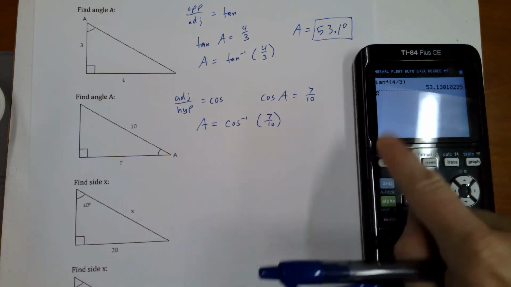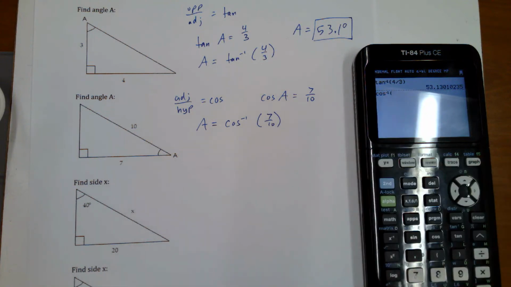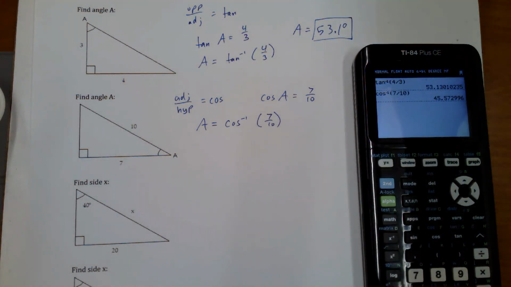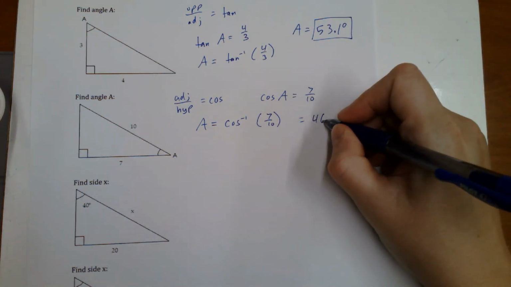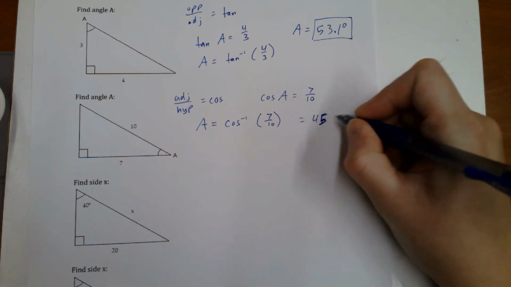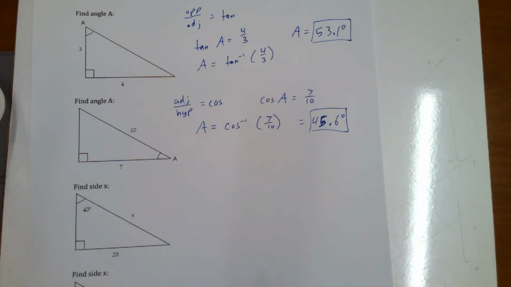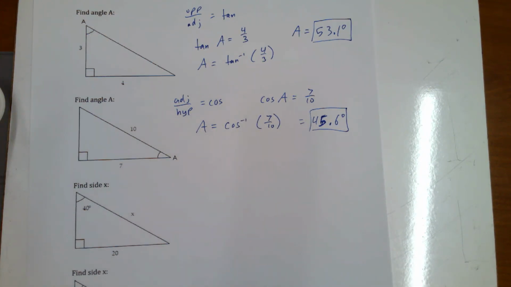On my calculator, I hit second and then cosine, and I should see that little -1. And then 7/10. Let me hold my hand there so you can actually see that. It looks like I get about 45.6. I am going to round that number, 45.6 degrees. You'll notice when I'm looking for an angle, I am going to have to do that little inverse. Well, what if I'm looking for a side?